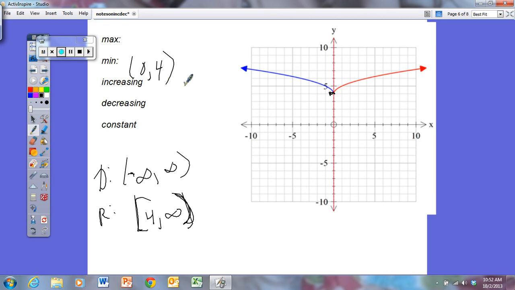Okay. Again, we're going to start at negative infinity and come this way. What's happening to the y value as I'm going from negative infinity to 0? The y value is getting smaller and smaller and smaller. So we're going to say it's decreasing from negative infinity to 0. From 0 over, the y value is getting bigger and bigger and bigger and bigger. So it's increasing as you go from 0 to infinity on the x-axis. No max.